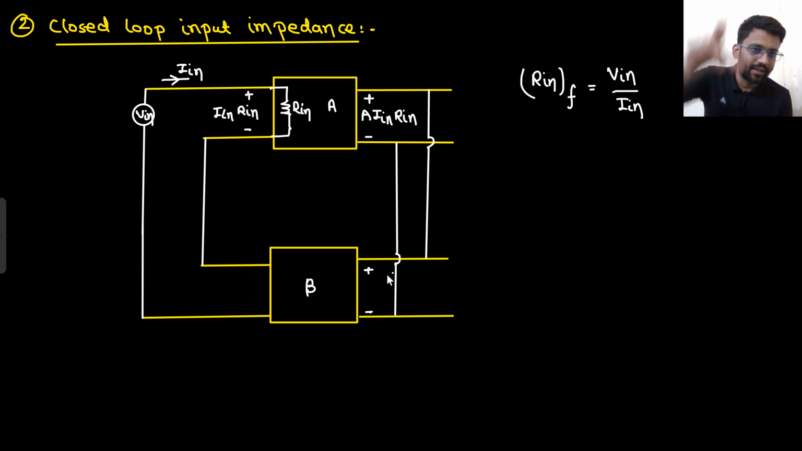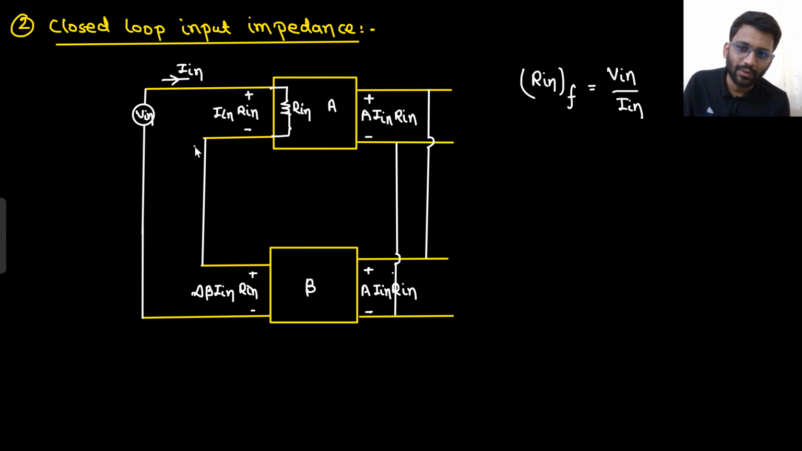This complete output will be coming here because this is a shunt connection. So here you are having A into In into Rin. Now this will be amplified with the factor of beta, right? Because this is the feedback factor. So what you will get here? A beta In into Rin. So what will this potential be? This potential will be the same because this node is positive and this node is negative. So this potential is A beta In into Rin.